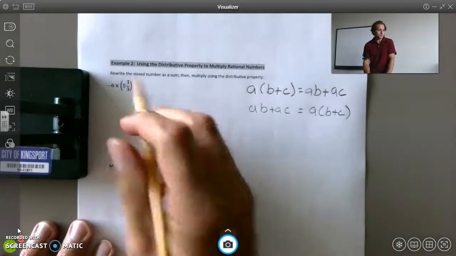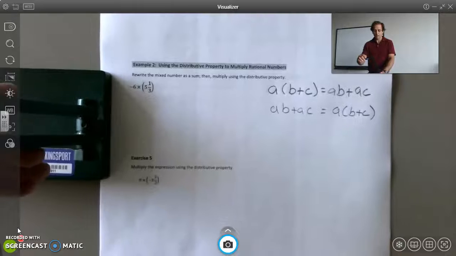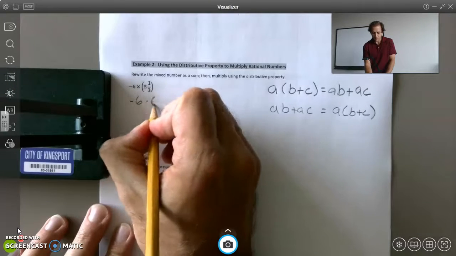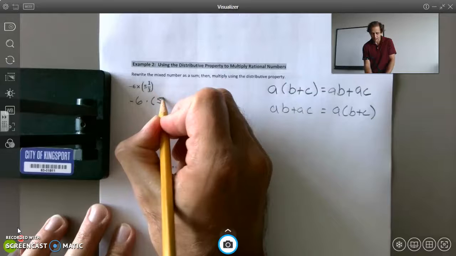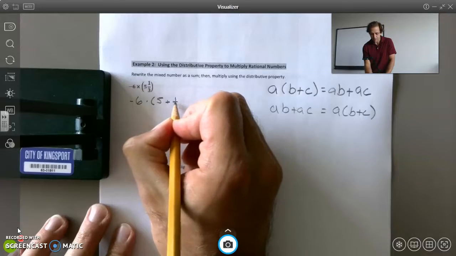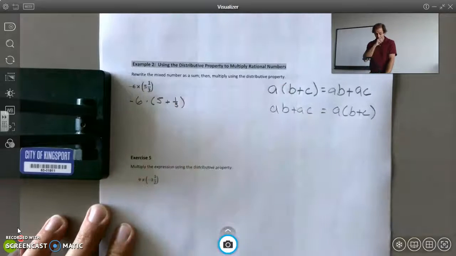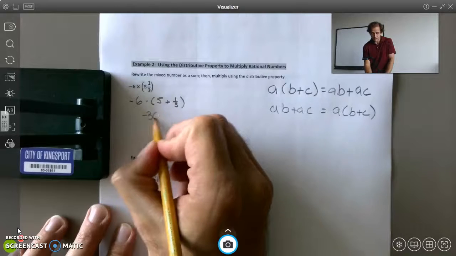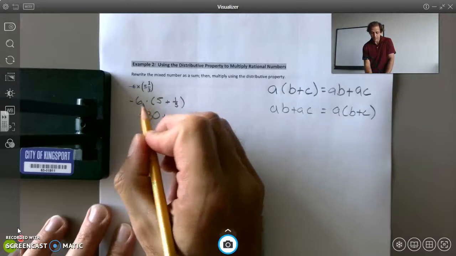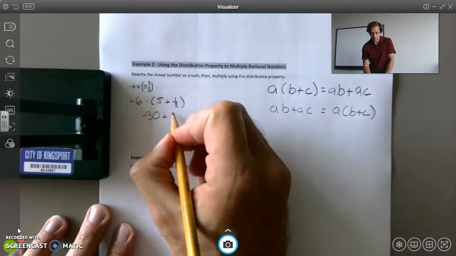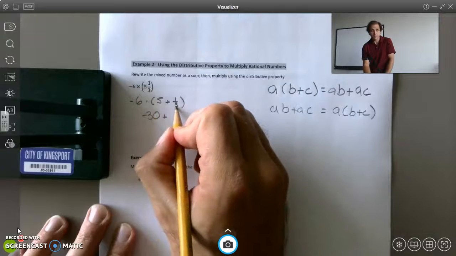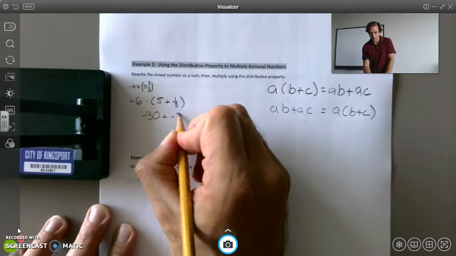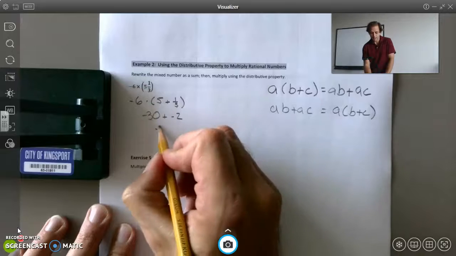Okay, so now we're going to multiply mixed numbers by using the distributive property. So I can think of 5 1/3 as 5 plus 1/3. And now I can do this multiplication. Negative 6 times 5 is negative 30. Plus negative 6 times 1/3 is, well, 6 over 3. That's going to be 6 divided by 3 is 2. It's negative, so negative 2. And my answer is negative 32.